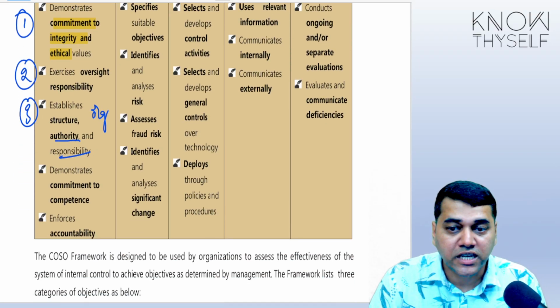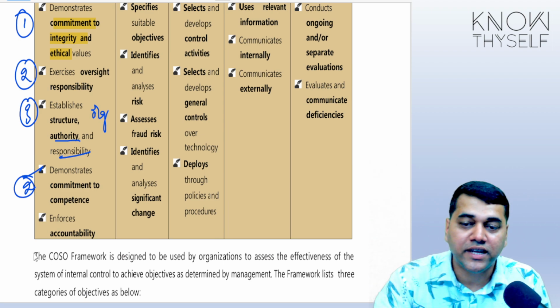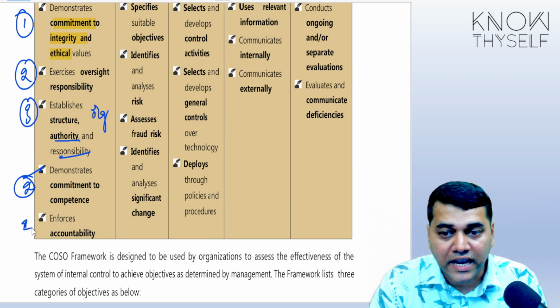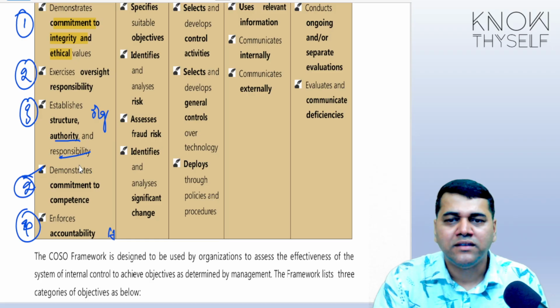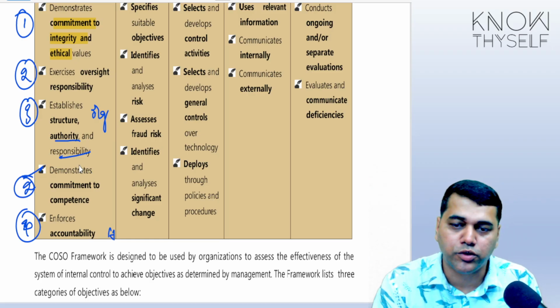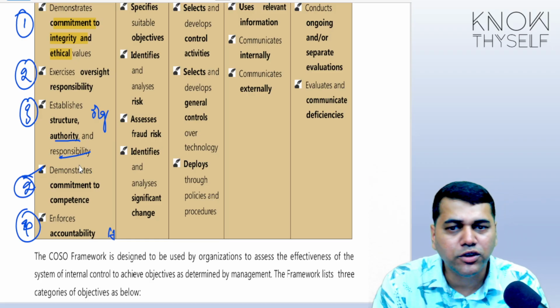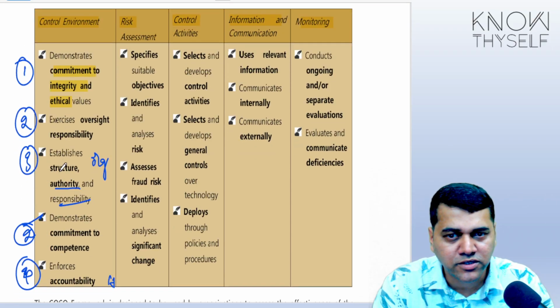Then demonstrate commitment to competence. And fourth, enforce accountability, and HR was added extra there. These principles are told as components, so it's very easy to remember these principles. You agree with me, students?